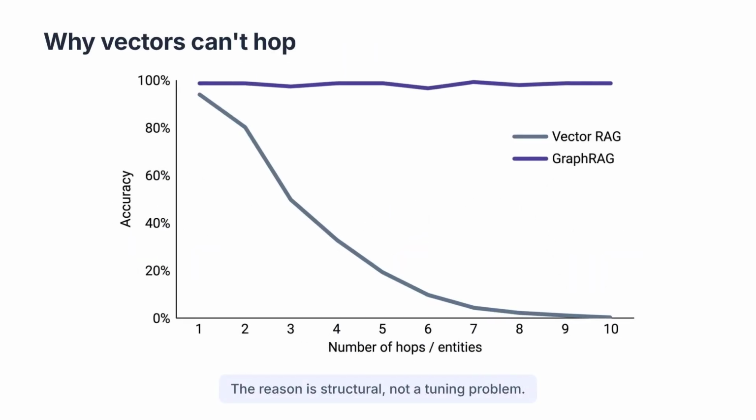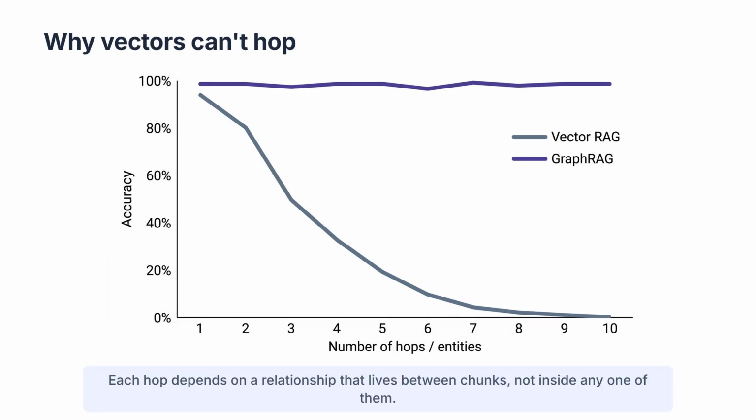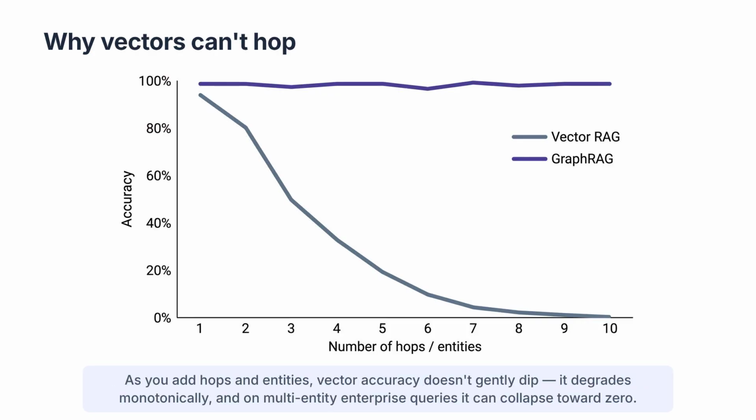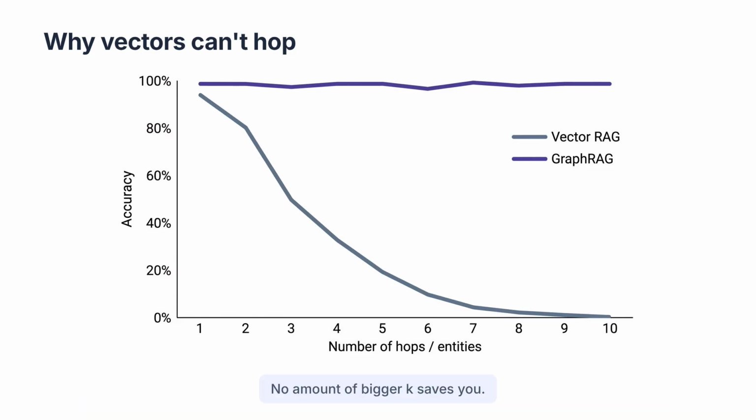The reason is structural, not a tuning problem. Each hop depends on a relationship that lives between chunks, not inside any one of them. As you add hops and entities, vector accuracy doesn't gently dip. It degrades monotonically, and on multi-entity enterprise queries it can collapse towards 0. No amount of bigger K saves you.